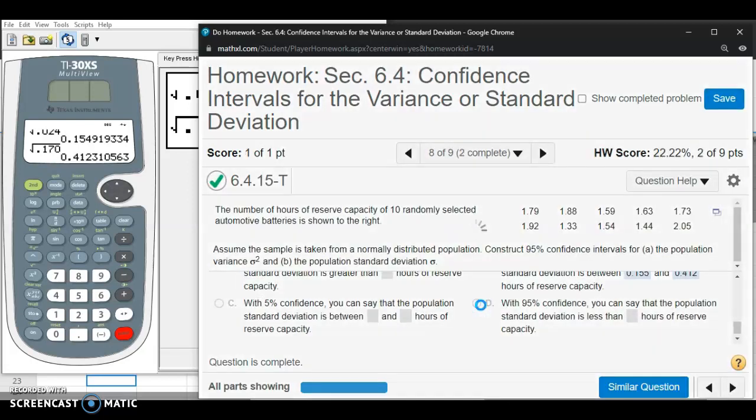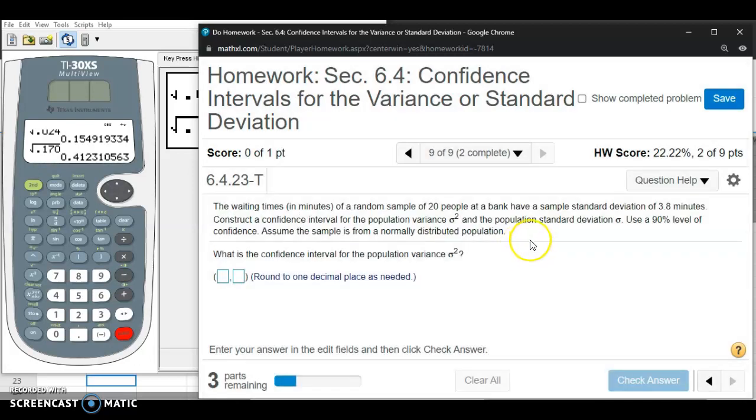Okay, and we'll do one more question. It says that the waiting times in minutes of a random sample of 20 people at a bank have a sample standard deviation of 3.8 minutes. Construct a confidence interval for the population variance sigma squared and the population standard deviation sigma, and we're going to use a 90% level of confidence. We're assuming that the sample is from a normally distributed population.